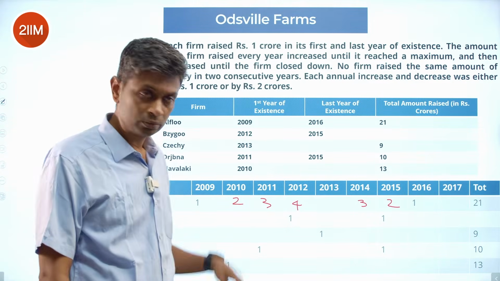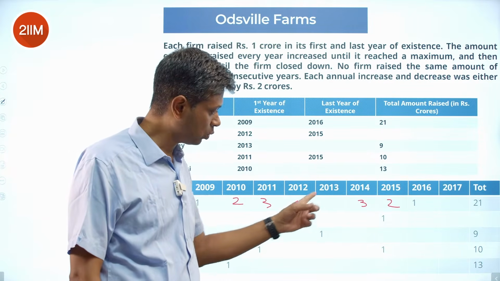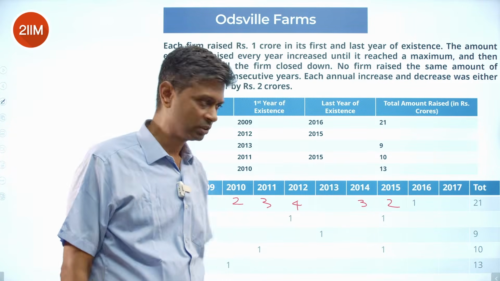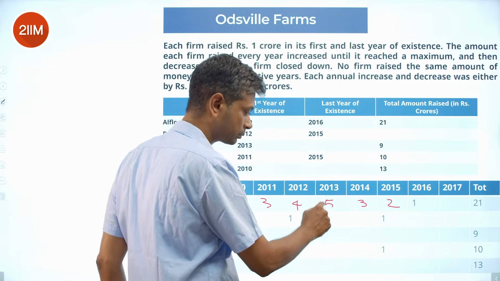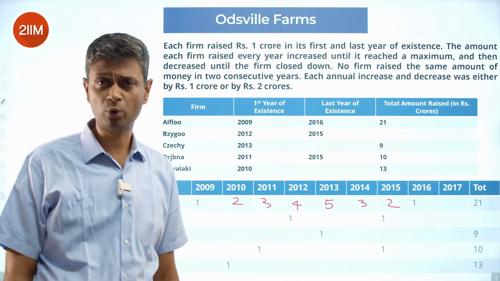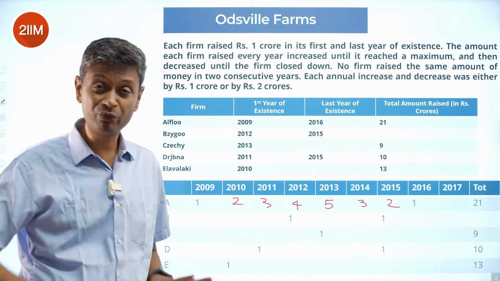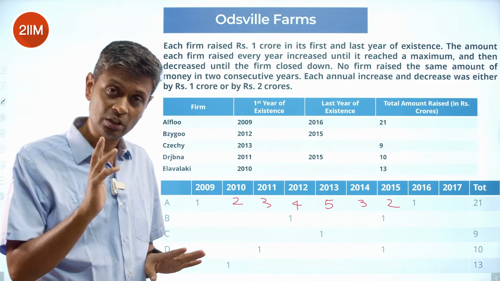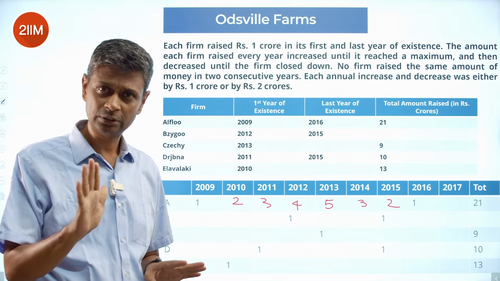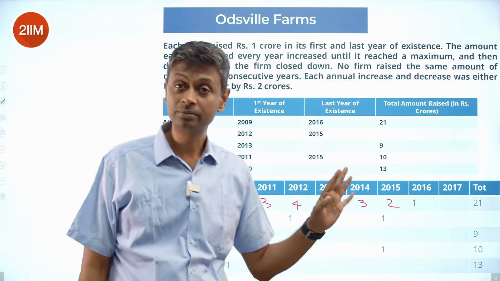1, 2, 3, 4. It cannot be 4, 4, 3, 2, 1. It has to be 5. The smallest combo possible for 8 years. Every increase is either plus 1, every decrease is minus 1. I'm not letting it run away.